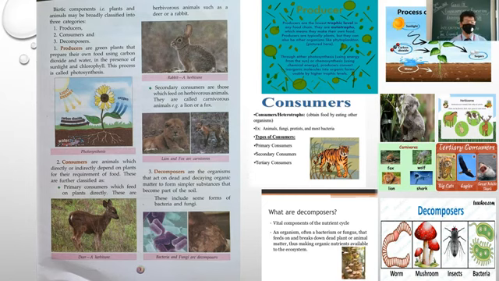The second one, consumers. Consumers are animals which directly or indirectly depend on plants for their requirement of food. These are further classified as primary consumers, which feed on plants directly. These are herbivorous animals such as a deer or a rabbit. So, you can see over here, I have put down pictures also.